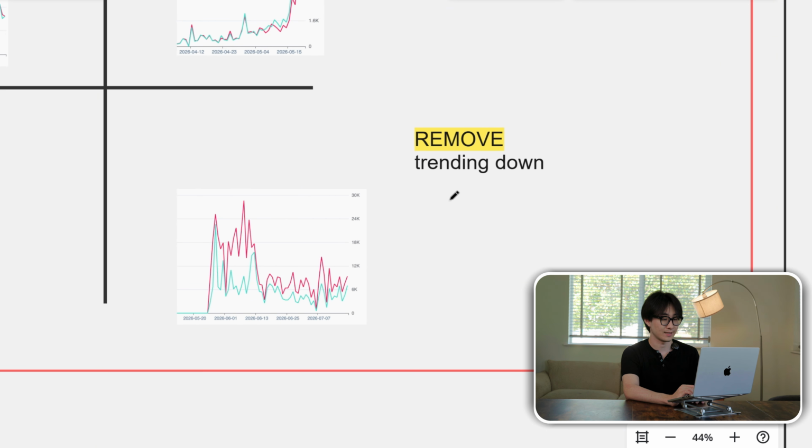And lastly, trending down. The big trend is going down. We probably remove that. But it also depends on the product. It might still fit you. We'll talk about that in a bit.